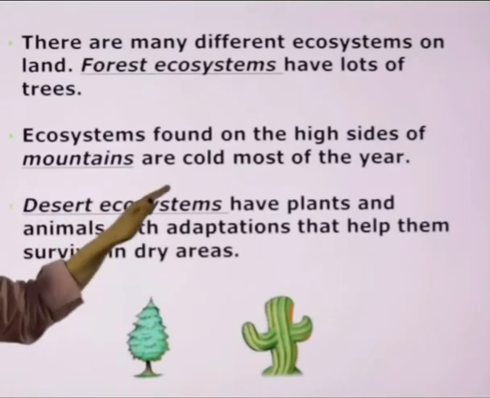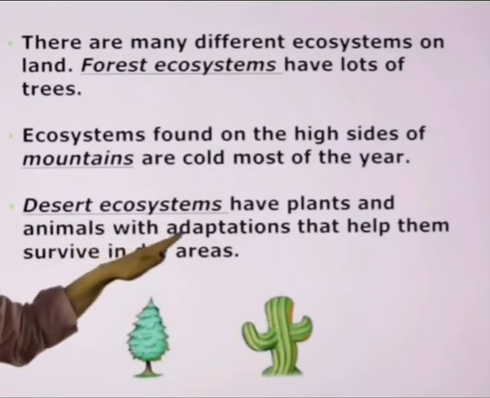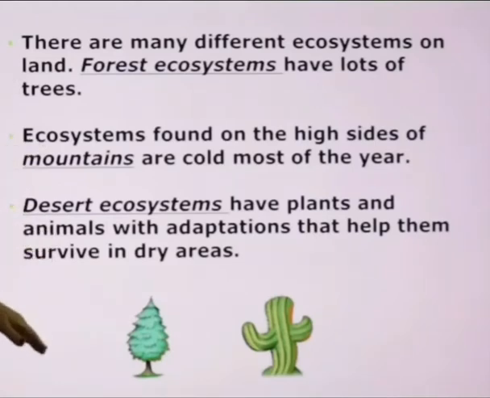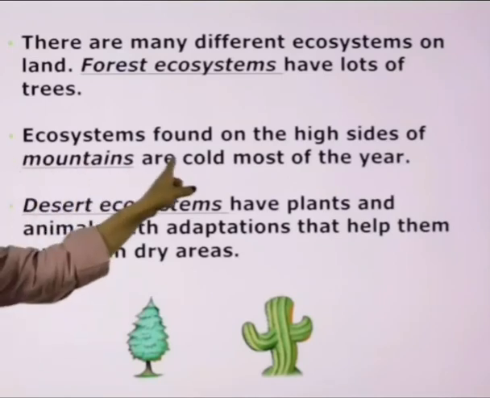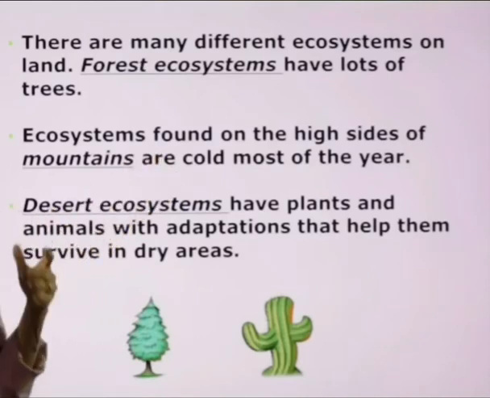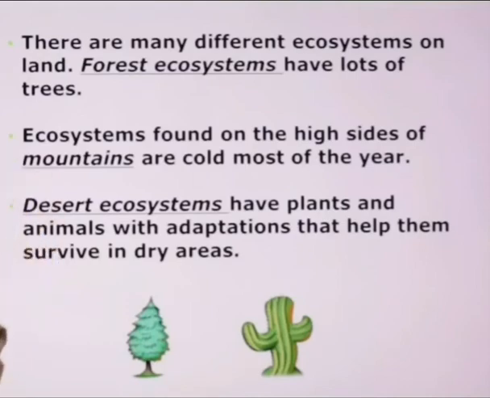Desert ecosystems have plants and animals with adaptations that help them survive in dry areas. So in these different land ecosystems, animals that live in the forest ecosystem have to adapt in a certain way to be able to survive there. Animals that live in a mountain ecosystem have to adapt in a certain way to be able to survive the cold. Desert ecosystem animals and plants have to have some adaptations that help them survive the hot and dry weather.